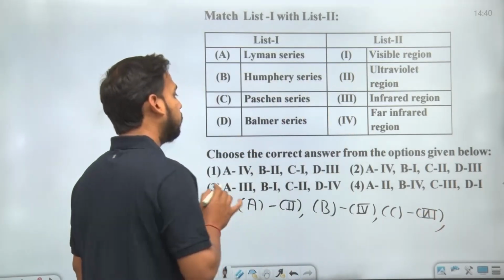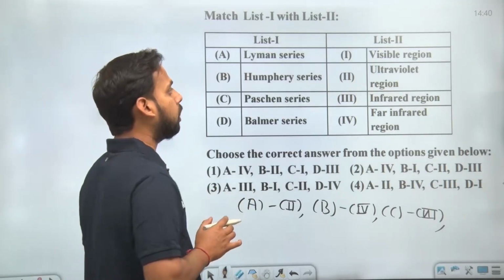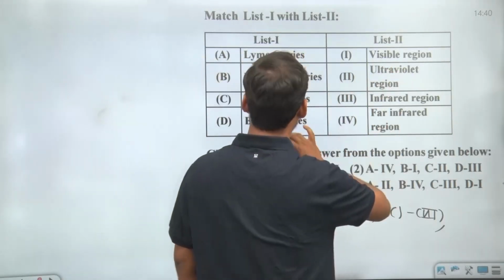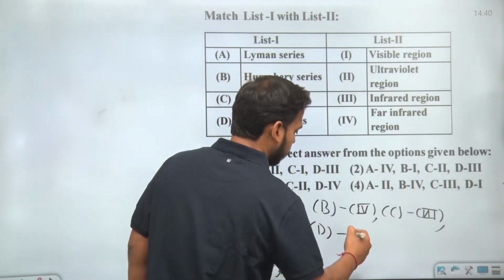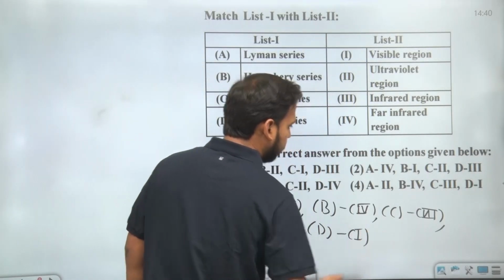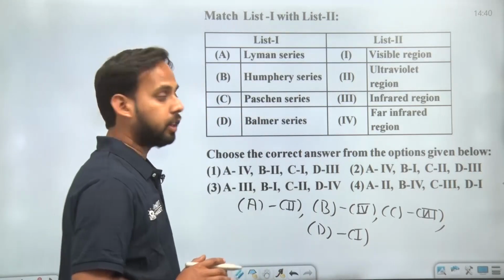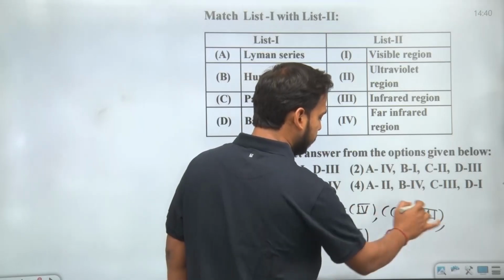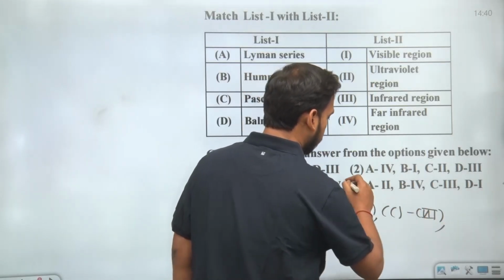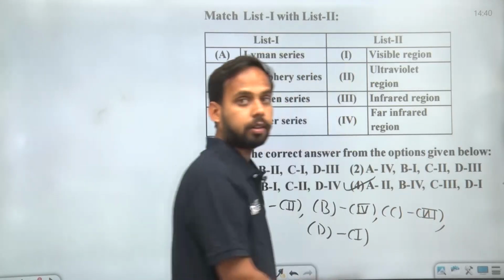And for D, that is the Balmer series, it will match with the visible region, so D will match with the 1st. So it's a theoretical question, as mentioned in the NCERT. The correct answer here is A 2nd, B 4, C 3 and D the 1st. That is, the 4th option is correct.